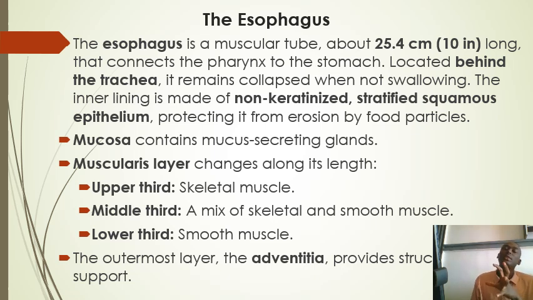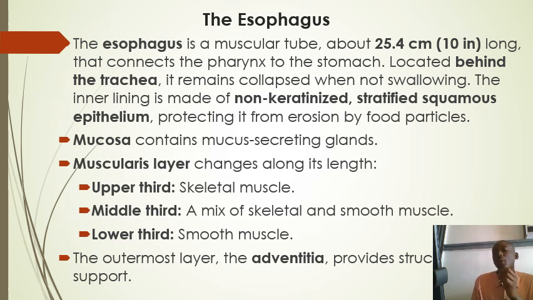The esophagus has layers in the histology. The first one is the mucosal layer, which contains mucus secreting glands. The second layer is the muscularis layer, which changes along its length. The upper part of the esophagus contains skeletal muscle in the muscularis layer. The middle third contains a mix of skeletal and smooth muscle, and the lower third is purely smooth muscle. The outermost layer is the adventitia.